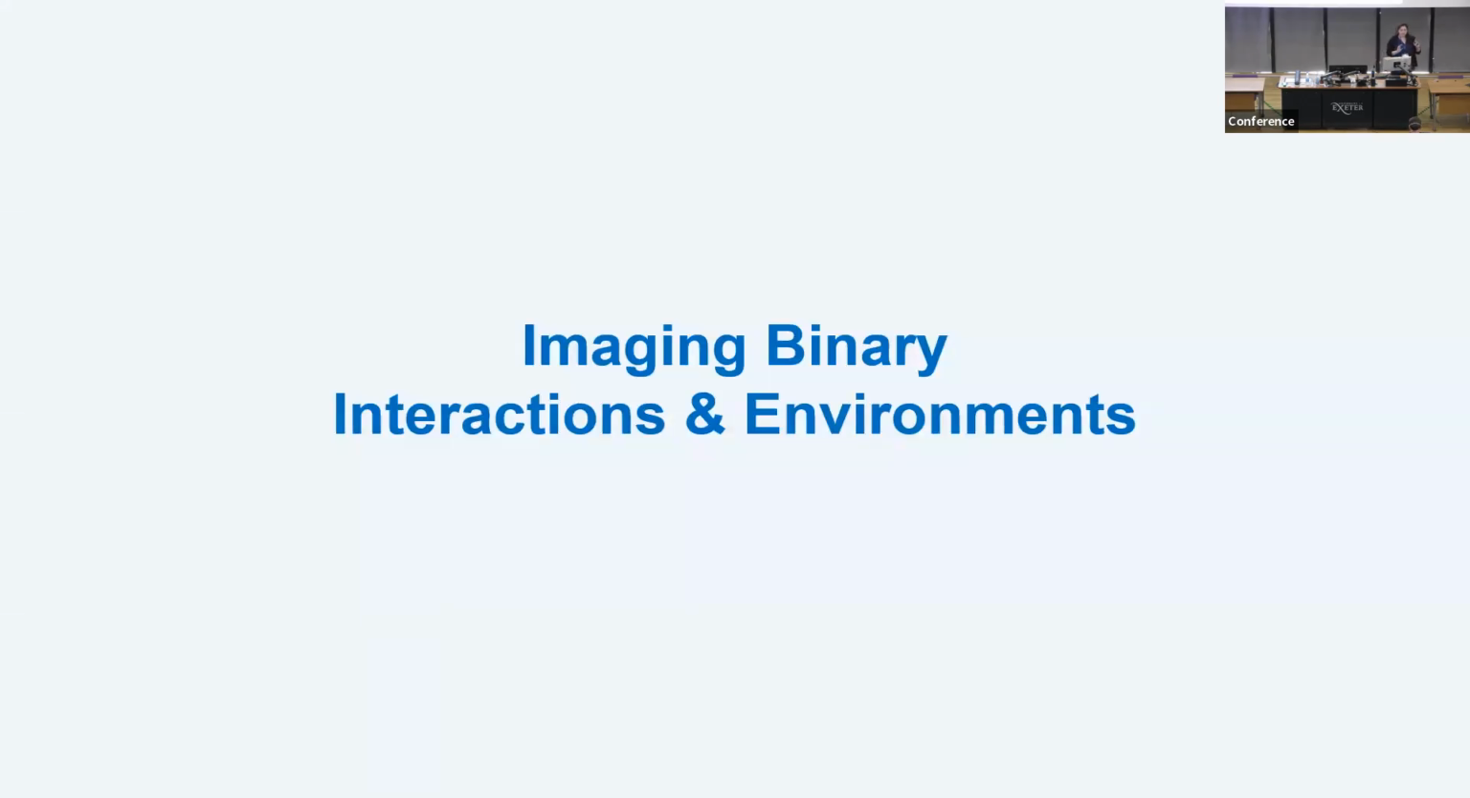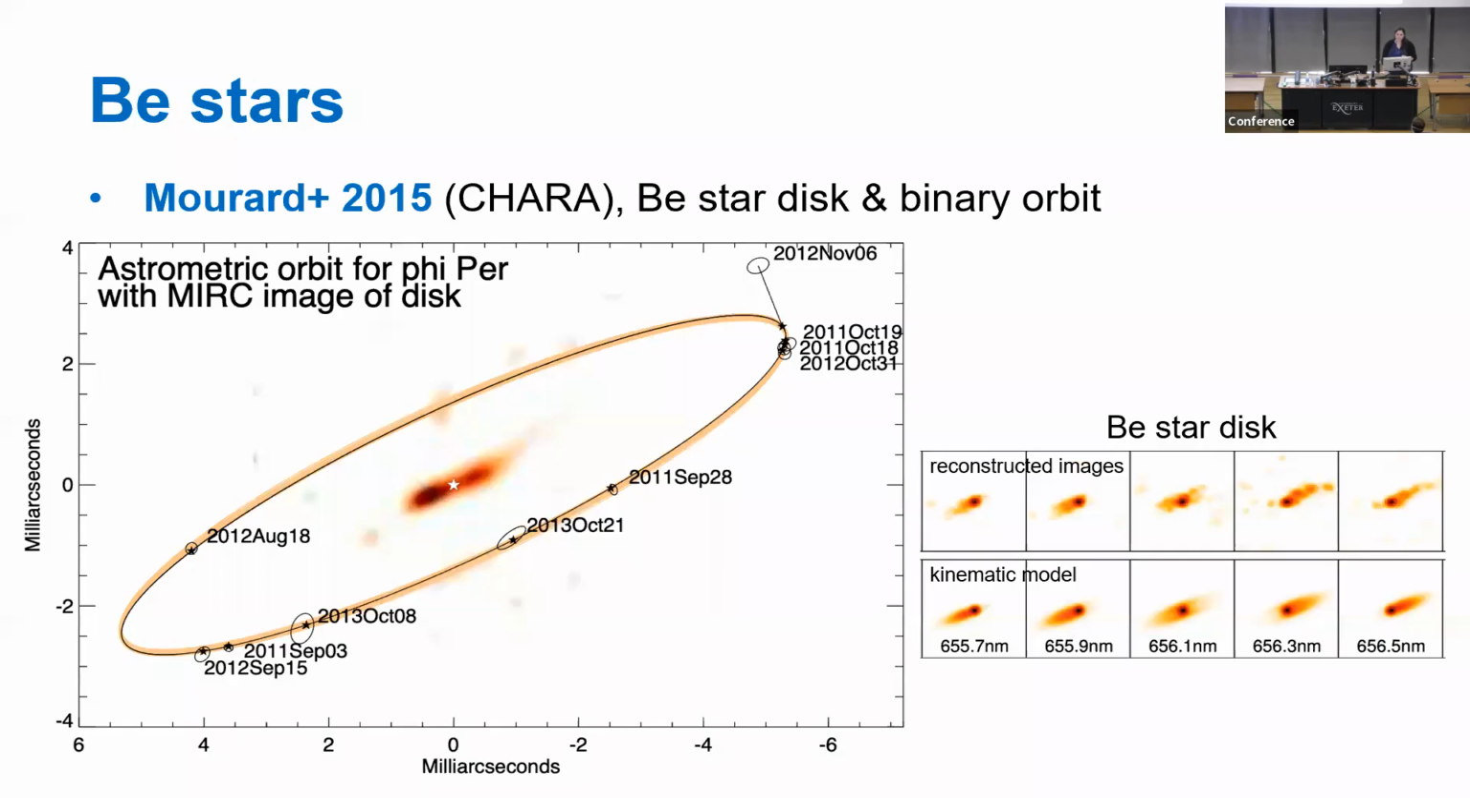Okay, so moving slightly away from the orbits, going on to more of the imaging and moving out from stars, more of the binary environments. We're going to look at some of the same types of stars, but doing more of the imaging. So coming back to BE stars, this is, I think, a famous plot of a reconstruction of the BE star. You can see the BE star in the middle with its accretion disk around it, and then the positions and the orbit of the subdwarf companion around the outside.